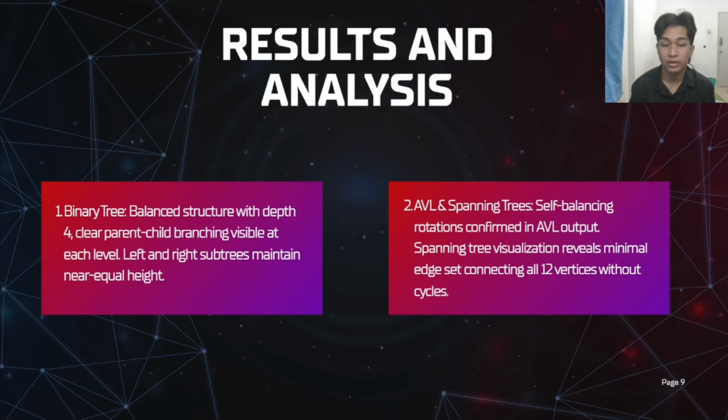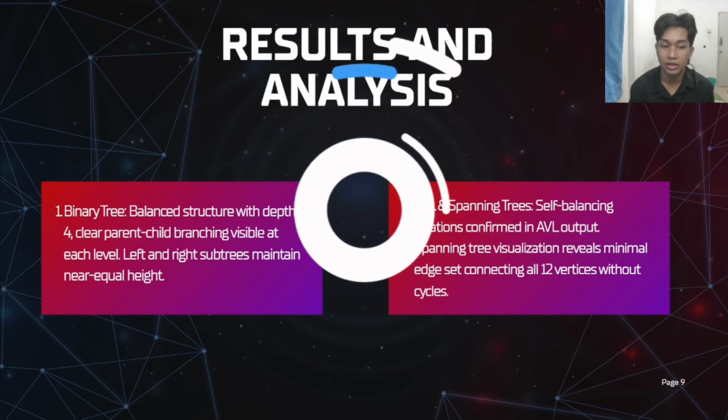This demonstrates an efficient tree organization that supports faster searching and traversal operations. For the AVL tree, the result confirmed that self-balancing rotation was successfully applied whenever needed. This ensures that the tree remains balanced after insertion, preventing performance degradation. In addition, the spanning tree visualization shows a minimal set of edges connecting all 12 vertices without forming any cycles. This verifies that the spanning tree correctly achieves full connectivity while minimizing redundancy.